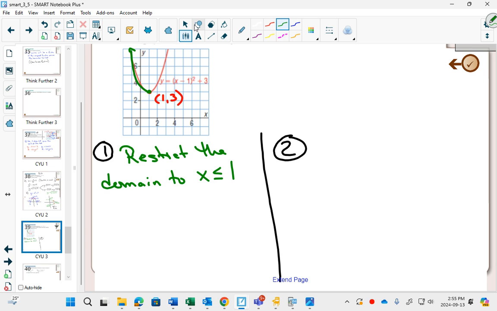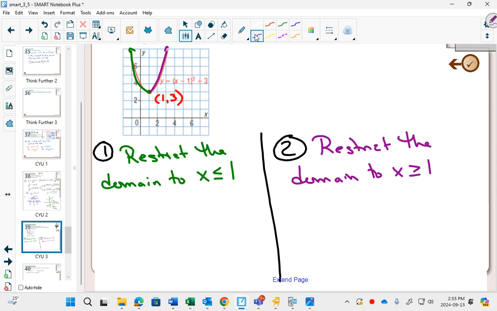Similarly, in the second way, I could restrict the domain. I'll do this one in purple. You see that it would also work if you took the values bigger than or equal to 1. Both of those situations would work. Yes? How does that make that pass the horizontal line test?